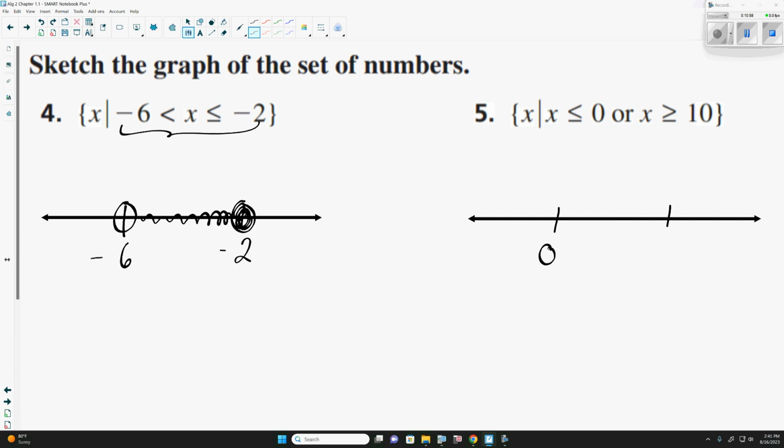So we have 0 and at 0. So x is less than or equal to 0. So at 0, we would shade to the which way? Left. Because x is what? Less than 0. So all the numbers that are less than 0 are to the left. And the other one, x is greater than 0. All the numbers bigger than 0 are going to be to the right of 0.